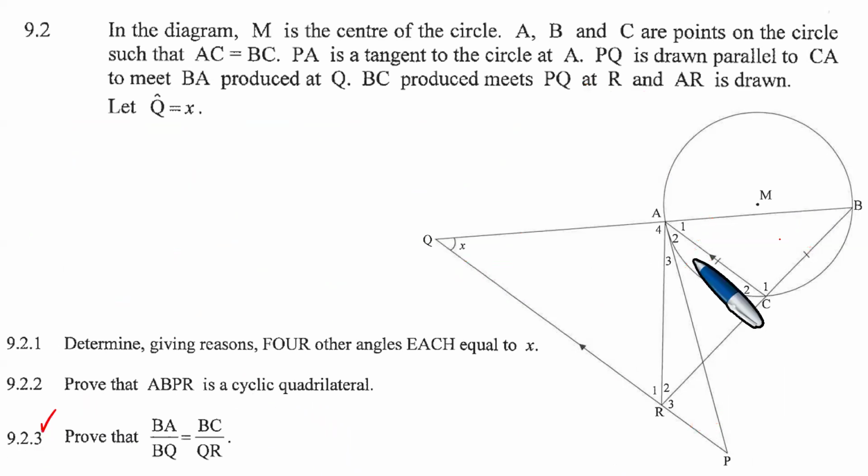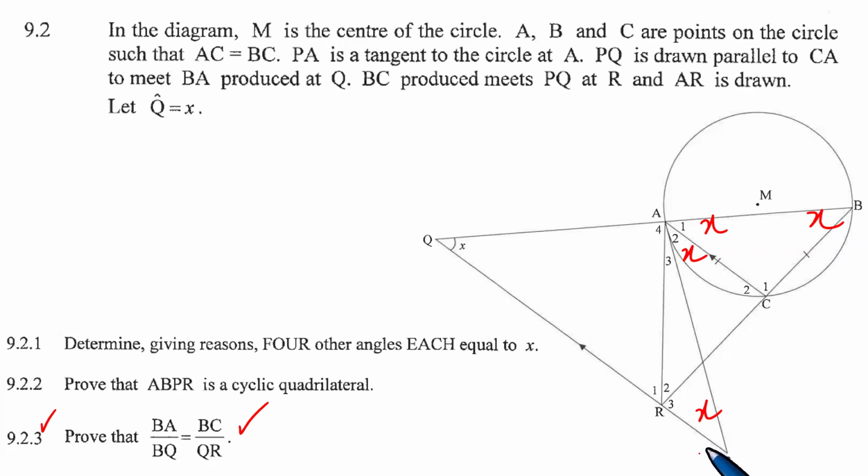Right, in the next case, you already know that this one is X, this one is X, this one is X, and that one is X. But also we know that ABPR is a cyclic quadrilateral with concyclic points. We need to prove now the proportionality. Here it comes again. Here comes your test. Something you love the most. So we need to prove that BA over BQ is equal to BC over QR. Okay, the examiner twisted it a little bit.